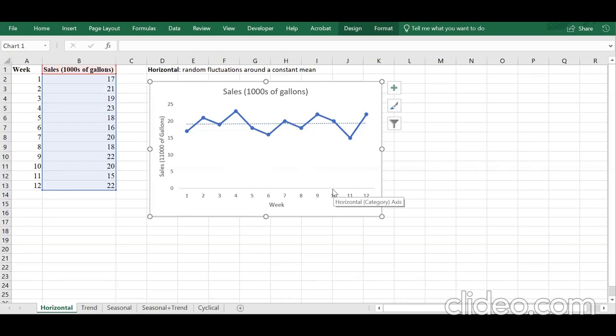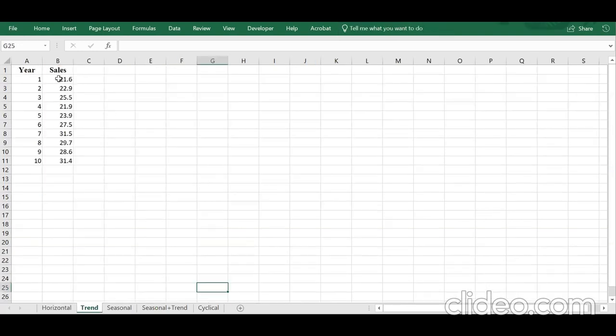So that's just for your information. You don't really need to worry about it. For us, as long as we see a graph like this, random fluctuations around a constant mean, that would be a horizontal pattern.